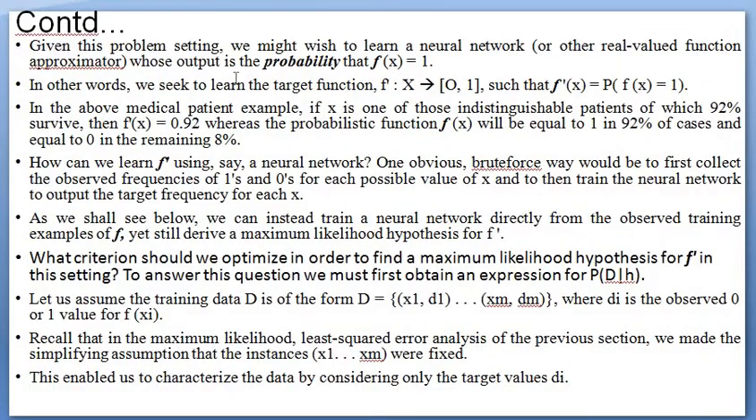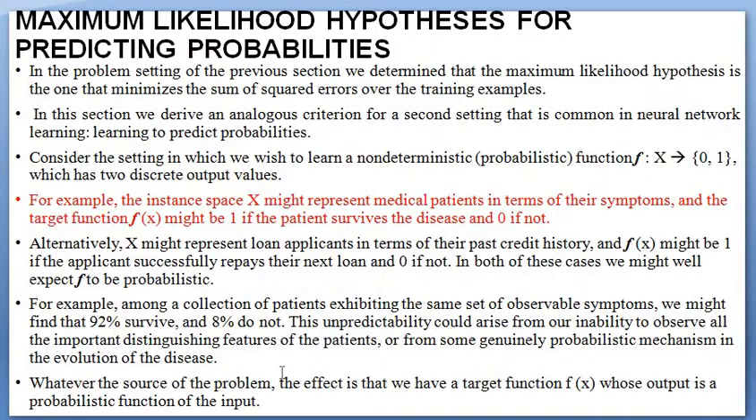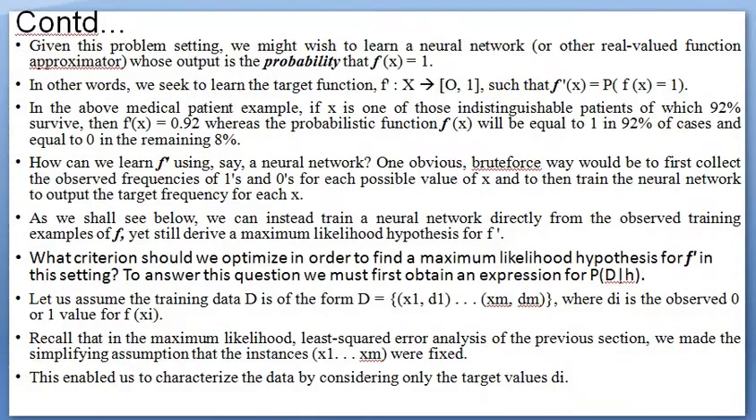So this is the problem setting which has been given. Two examples have been taken: one is a medical patient in terms of symptoms, and another is a loan applicant. For the medical patient he has given the data, a 92% survival rate and 8% who do not survive, and for this we have to find the maximum likelihood hypothesis for this kind of input probabilities.